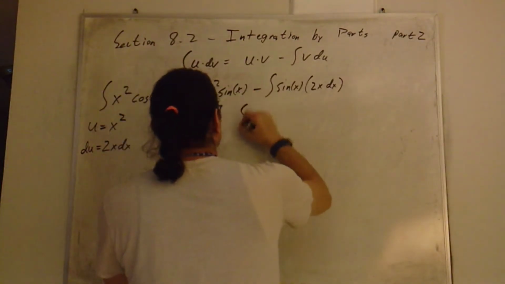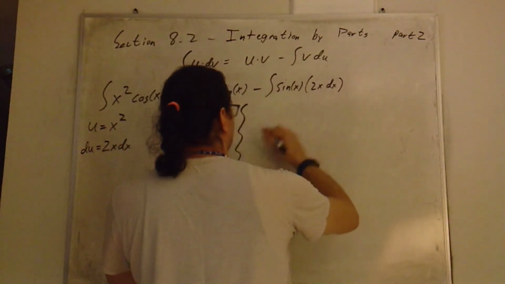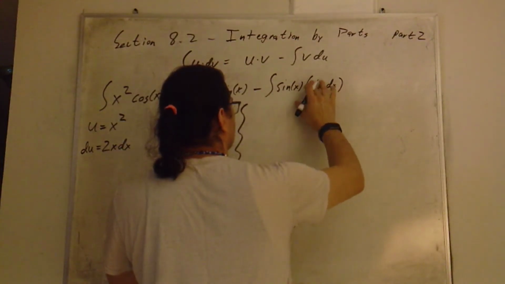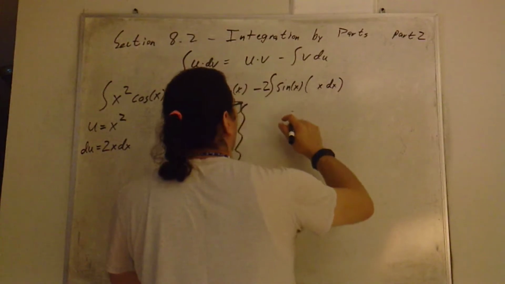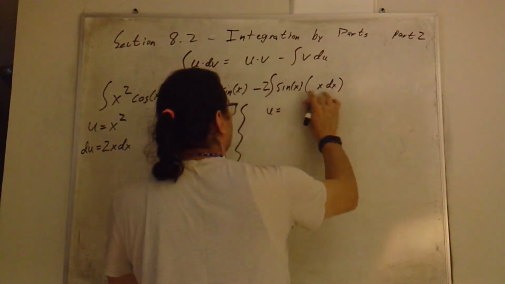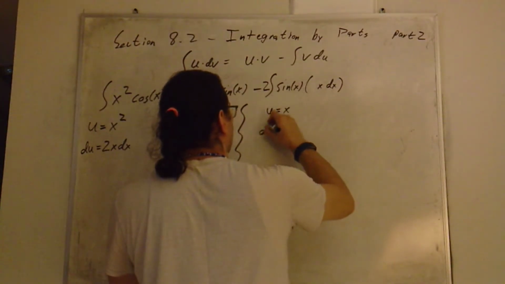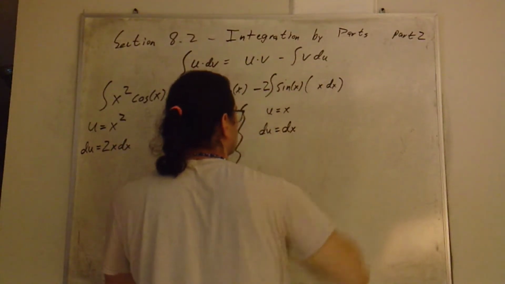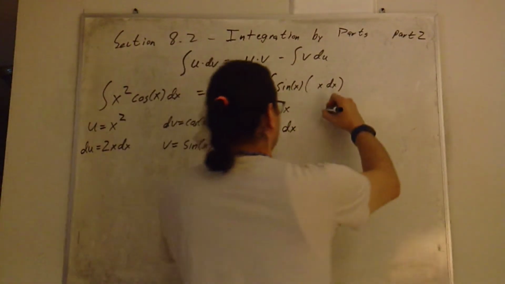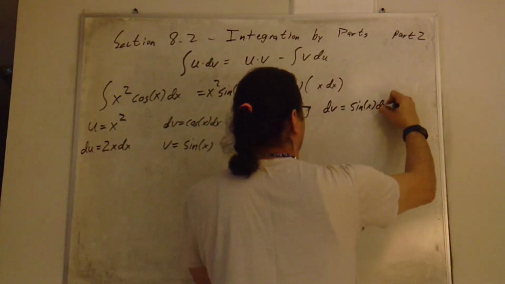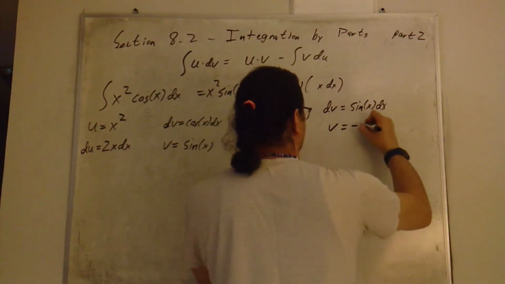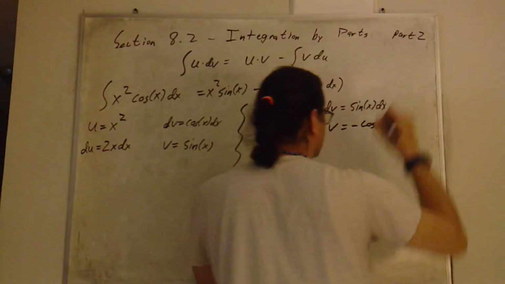So I'm going to start doing integration by parts again here. First I'm going to take the 2 on the outside. It can go out there. I want my u to be the x, and then du is just dx, and I want my dv to be sine x dx, and then v is just negative cosine x.